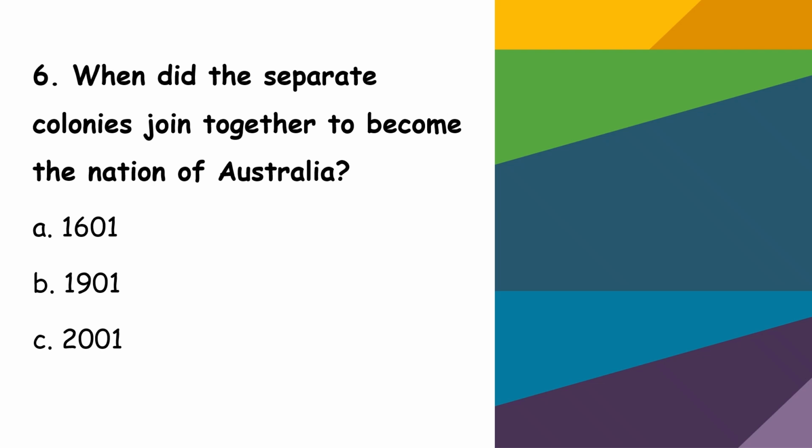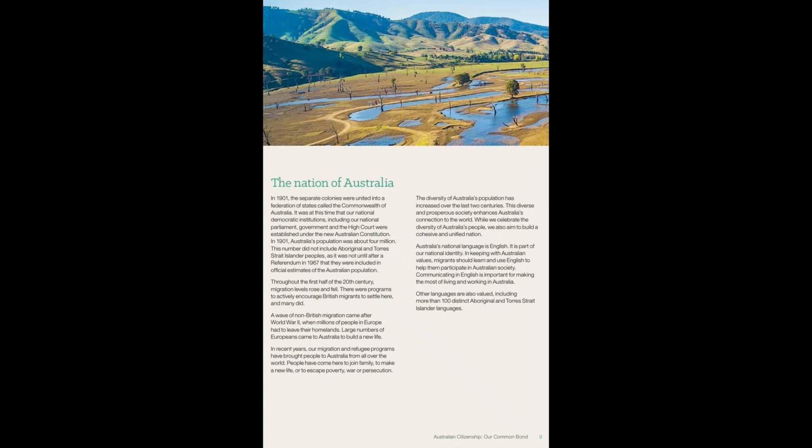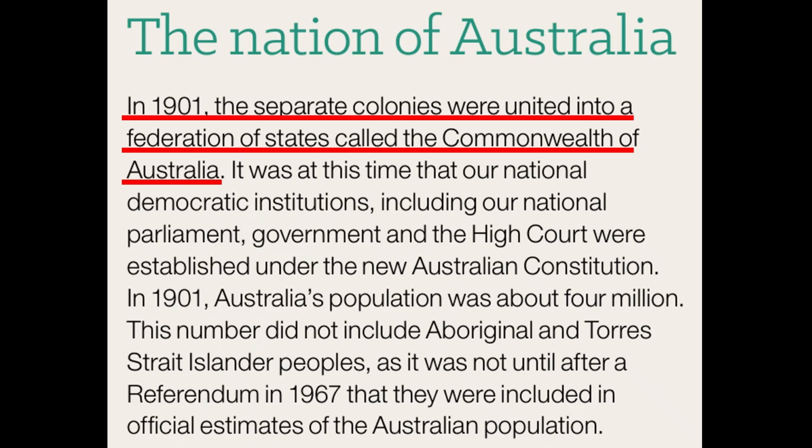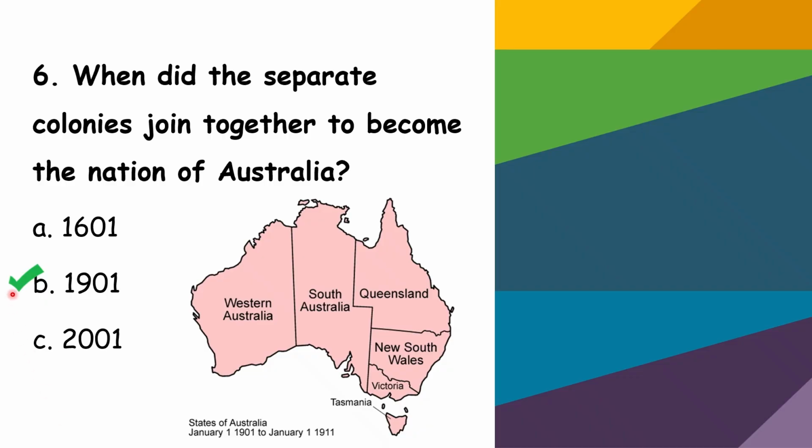Question 6. When did the separate colonies join together to become the nation of Australia? A. 1601, B. 1901, C. 2001. Page 9 in Our Common Bond says, in 1901, the separate colonies were united into a federation of states called the Commonwealth of Australia. So the answer is B. The separate colonies joined together to become the nation of Australia in 1901.